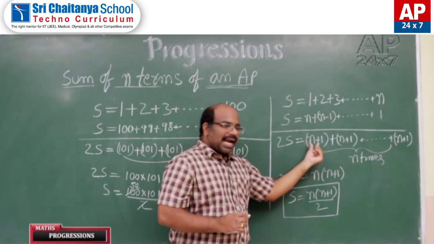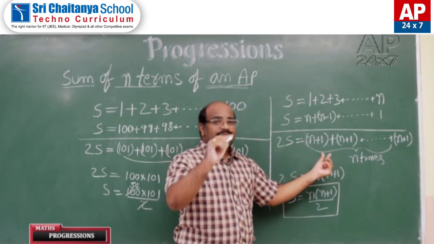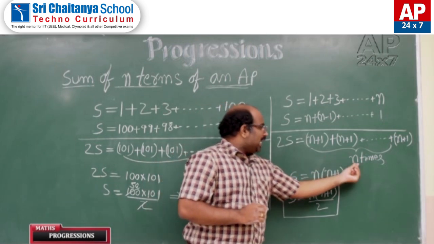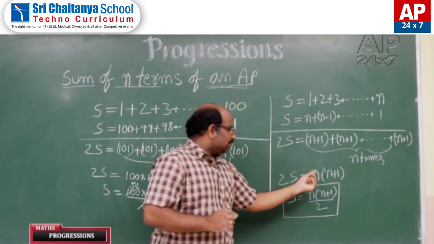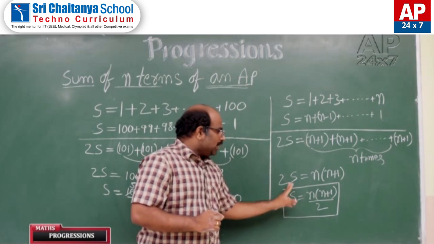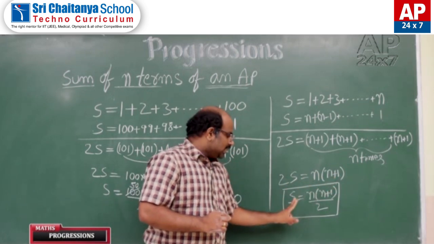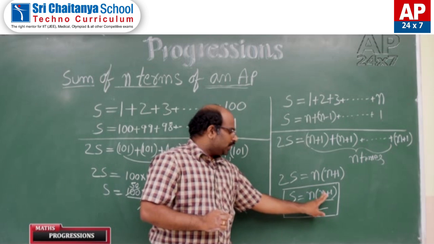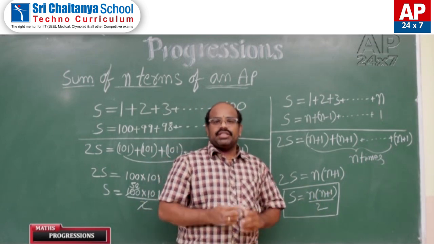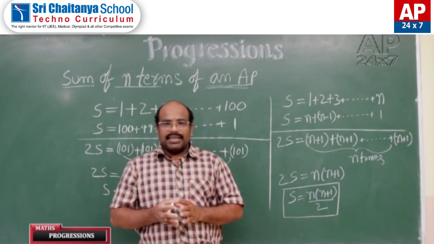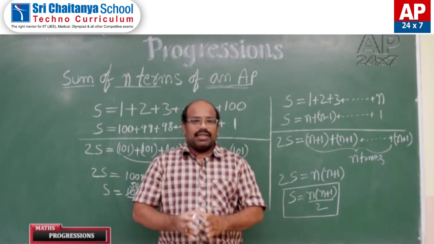How many times are we adding this n plus 1? n times we are adding, nice. Now, n times n plus 1 is nothing but n into n plus 1. So, 2S is equal to n into n plus 1, S is equal to n into n plus 1 by 2. Using this formula, we can calculate the sum of the first n natural numbers.